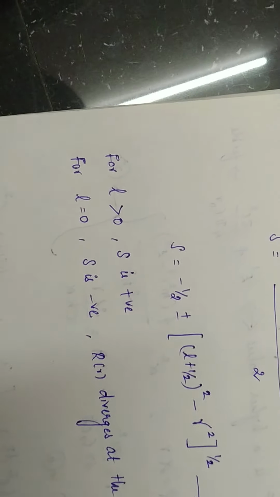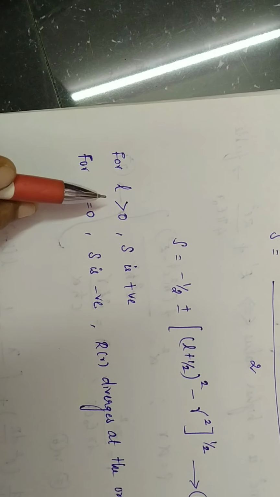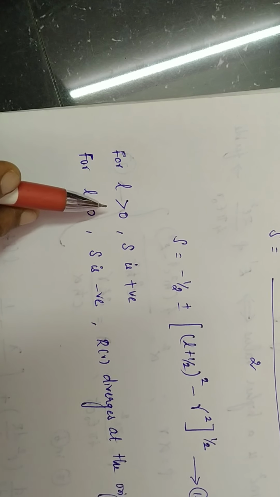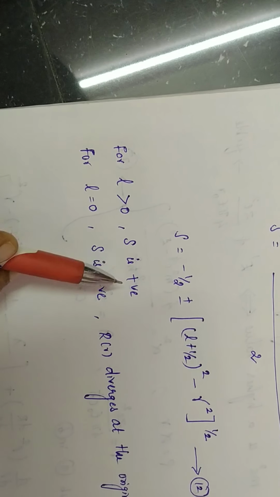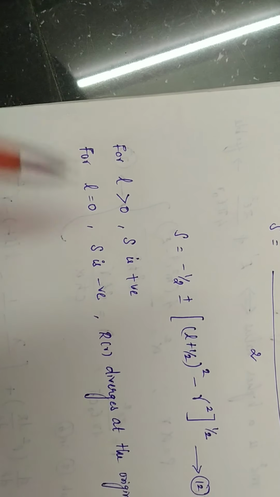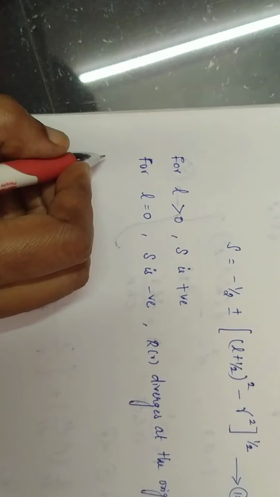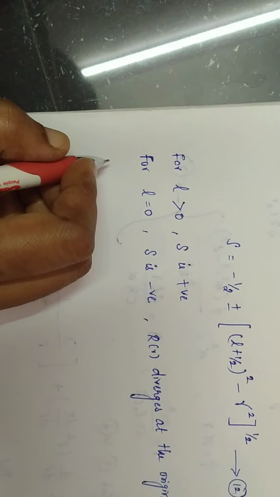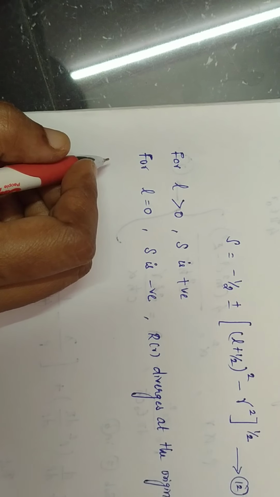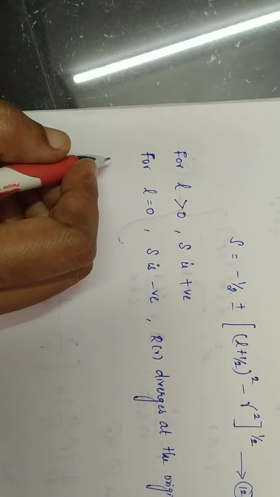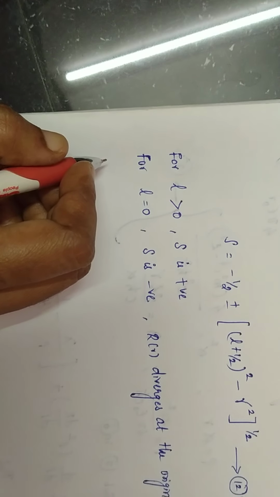So beyond this, there is no need to try negative values for l. So l should be greater than 0. The orbital quantum number should be greater than 0, then only we will achieve a solution where s has a positive value. Then only R of r will not diverge at the origin. For such cases we are supposed to consider a heavy nuclei. In a heavy nuclei, the interaction at a short distance, that is between the nuclei and a pi meson, is usually no longer a coulombic interaction.